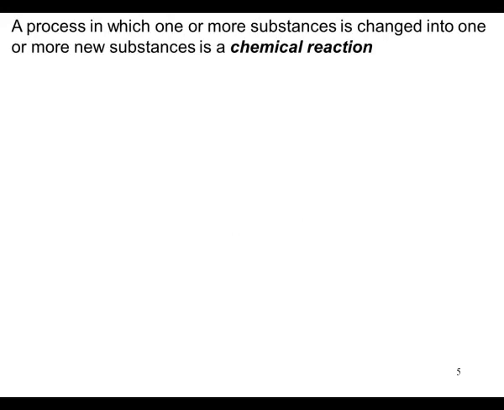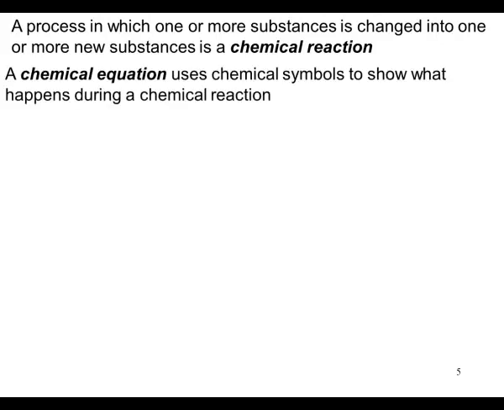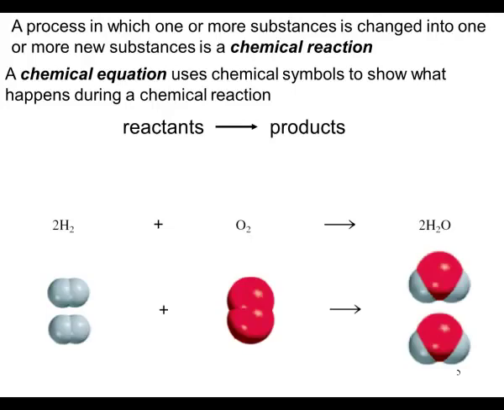A process in which one or more substances is changed into one or more new substances is called a chemical reaction. A chemical equation uses symbols to show what happens during the reaction. Reactants are converted into products. 2 molecules of hydrogen react with 1 molecule of oxygen to give us 2 molecules of water.